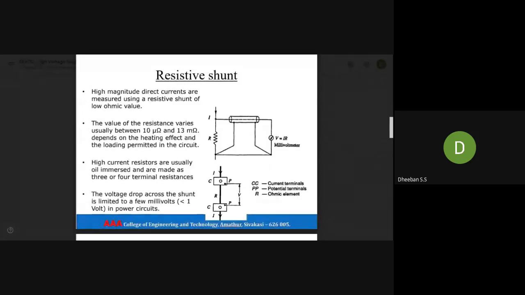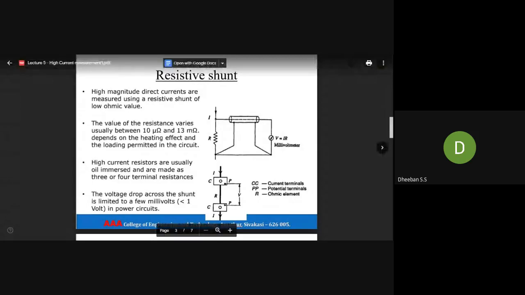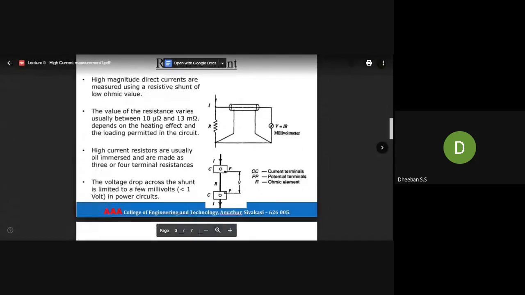So here we'll be passing a very high current, and based upon the heat dissipation, we are able to measure the current value. So that's what we are doing.